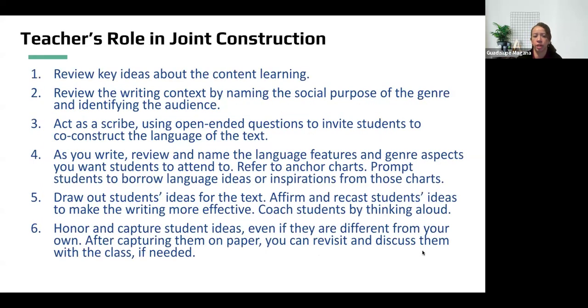So here's about reviewing the idea: review the writing context, act as a scribe, draw again, and honor the capture of the students' ideas. They can make their own after capturing what they read, and especially put it on paper.